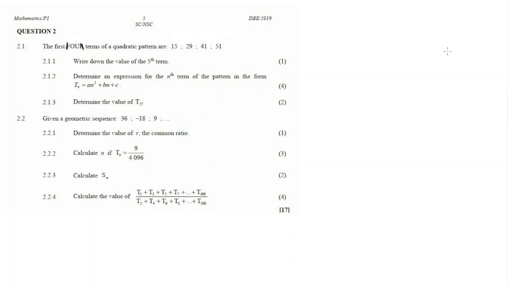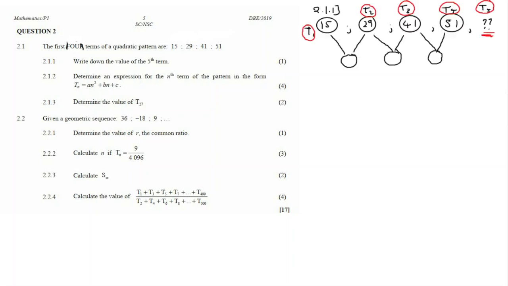2.1, the first four terms of a quadratic pattern are given as 15, 29, 41 and 51. 2.1.1, write down the value of the fifth term. So in 2.1.1, we are given the number pattern 15, 29, 41, 51. We want the fifth term.